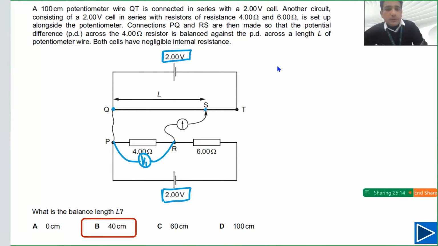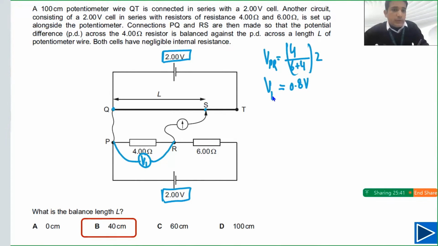If I need to find the potential difference VPR, between P and R, you can find it by taking this resistance divided by the total resistance of the circuit, that is 6 plus 4, and multiplied by the EMF of the power supply, that is 2. If we simplify this, we get 0.8 volts. So this is the value of VPR, the potential difference between P and R. This is how you can find it.